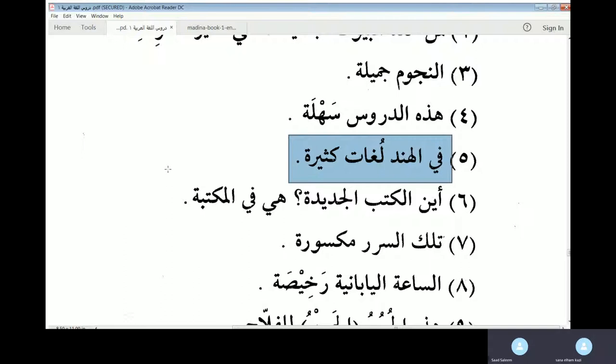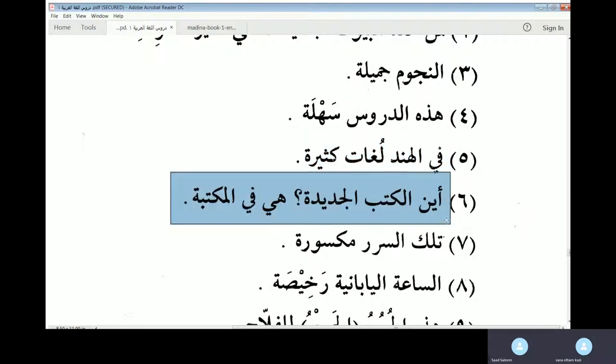Fil Hindi lugatun kathiratun. Fil Hindi, in India. In India, there are many languages. Kathiratun.